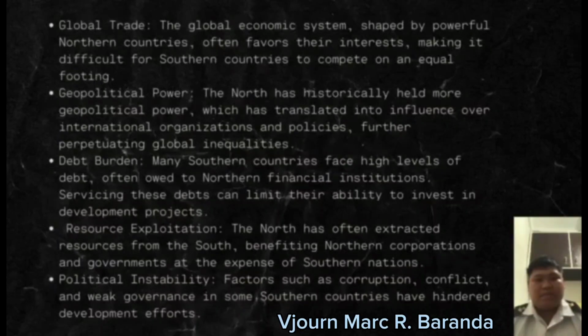Debt burden. Many southern countries face high levels of debt, often owed to northern financial institutions. Servicing this debt can limit their ability to invest in development projects. Resource exploitation. The North has often extracted resources from the South, benefiting northern corporations and governments at the expense of southern nations. Political instability: factors such as corruption, conflict, and weak governance in some southern countries have hindered development efforts.